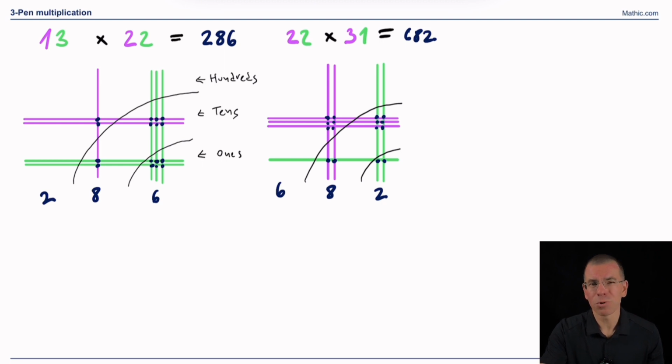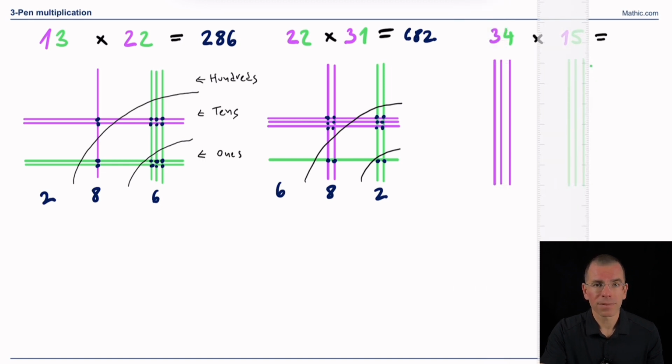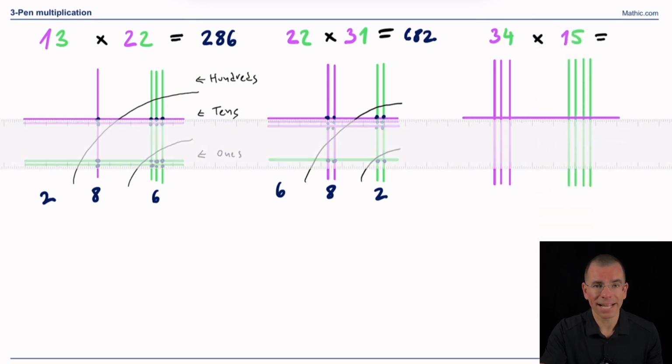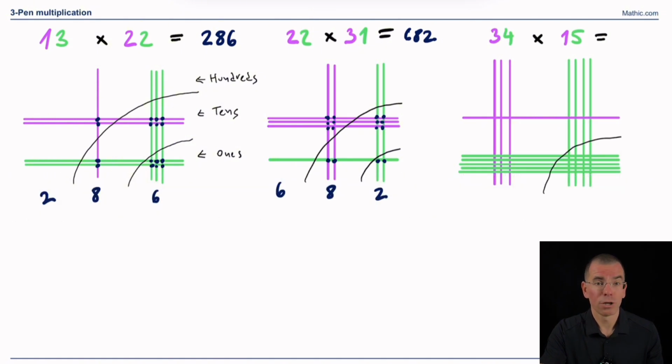Now let's try a bit more difficult example of multiplication, 34 times 15. Let's draw number 34. There are 3 pink lines at the position of tens and 4 green lines at the position of ones, all drawn vertically. Number 15 consists of 1 pink line at the position of tens and 5 green lines at the position of ones, all drawn horizontally. 2 supporting lines will separate ones, tens, and hundreds.